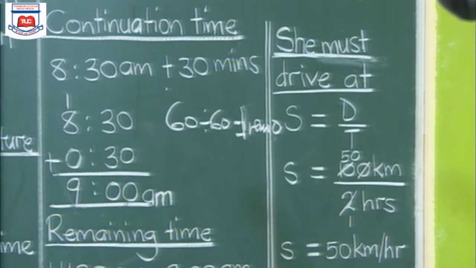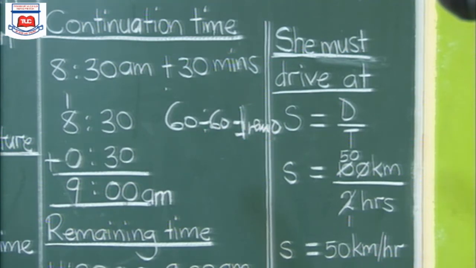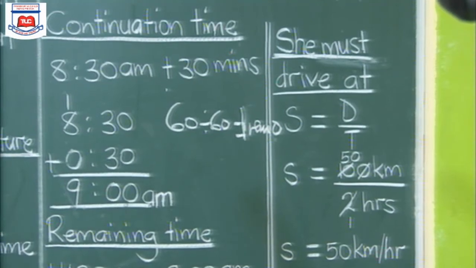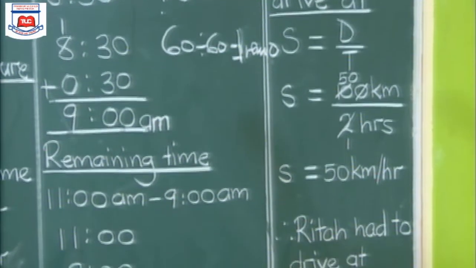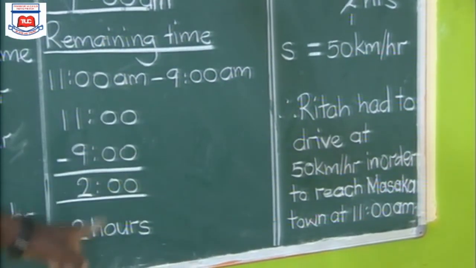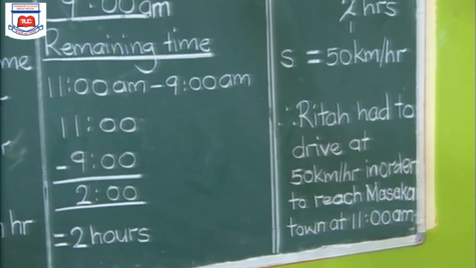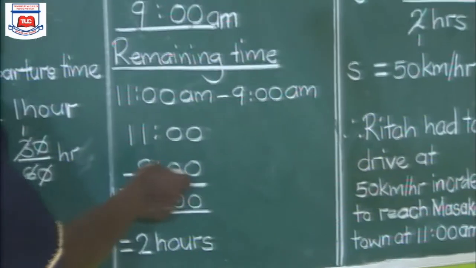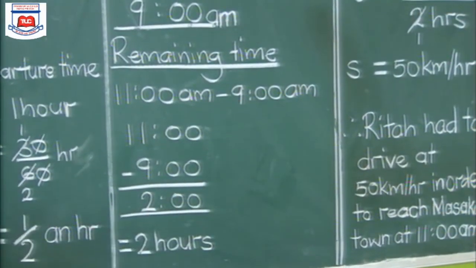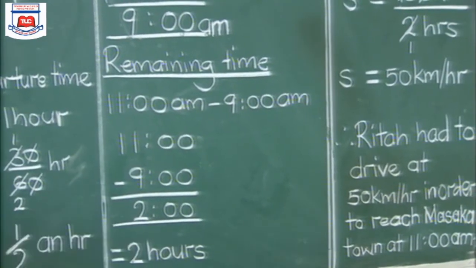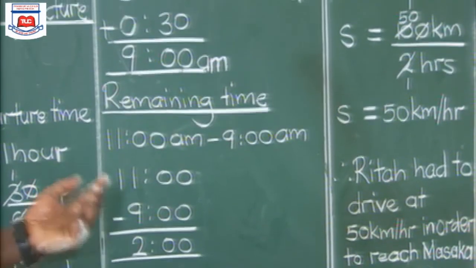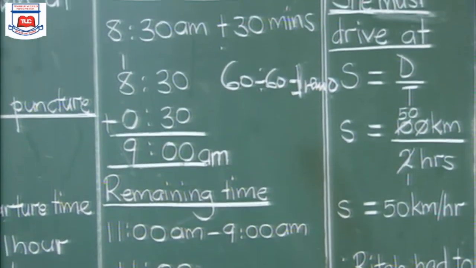Now, her intention is to reach Masaka town at 11 a.m. She has resumed the journey at 9 a.m., so get the remaining time by subtracting 9 a.m. from 11 a.m. Hence, write 11 a.m. minus 9 a.m. Leave the a.m.s here, deliberately, in subtraction. Write 11.00 minus 9.00. Under minutes we don't have any remainder, so I've got 11 minus 9, which is 2. So Rita is remaining with only 2 hours to reach the appointed time of 11 a.m.